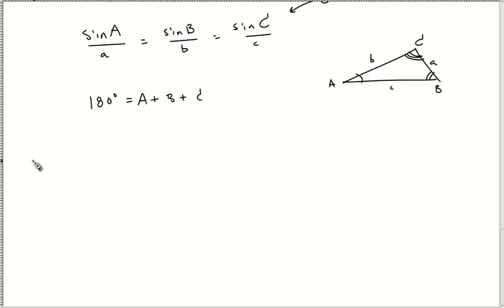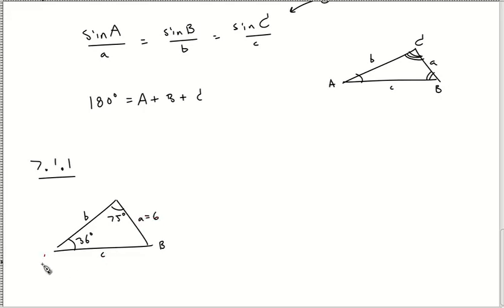So let's do some problems now. 7.1.1. They give us a triangle, and it's 36 degrees, and then we have a B. And then up here we have a 75. And then I have a little b, a little c, and then a little a that's equal to 6. Now, I need to solve this triangle and find all the extra sides and the angles.